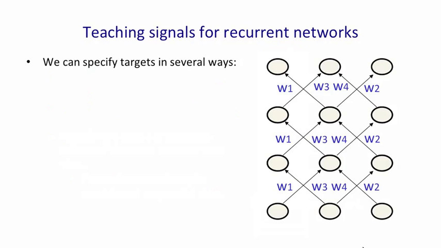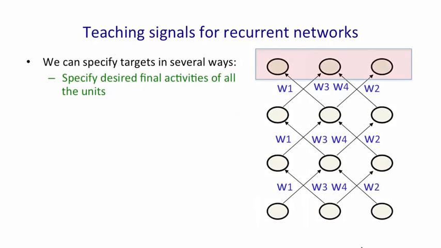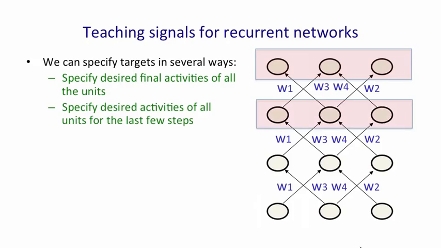Similarly, there's many ways we can specify the targets for a recurrent network. When we think of it as a feed-forward network with constrained weights, the natural thing to do is to specify the desired final states for all of the units. If we're trying to train it to settle to some attractor, we might want to specify the desired states not just for the final time step, but for several time steps. That will cause it to actually settle down there rather than passing through some state and going off somewhere else. So by specifying several states at the end, we can force it to learn attractors.